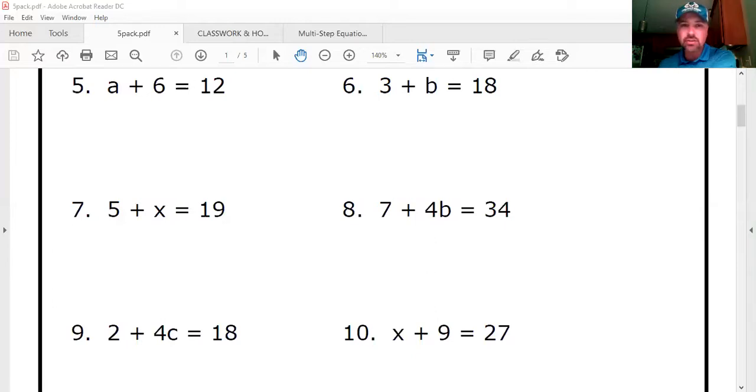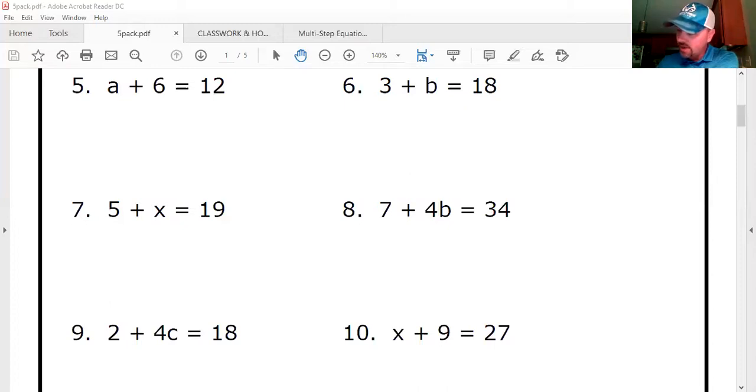Okay, and then the second one I asked you to do is this. Very similar to the last one. This is multiply, and here's addition. So we're going to get rid of that 2 by subtracting 2. Keep it balanced. 18 minus 2 is 16. Bring down your equal sign and everything left on the other side. 4c is equal to 16.